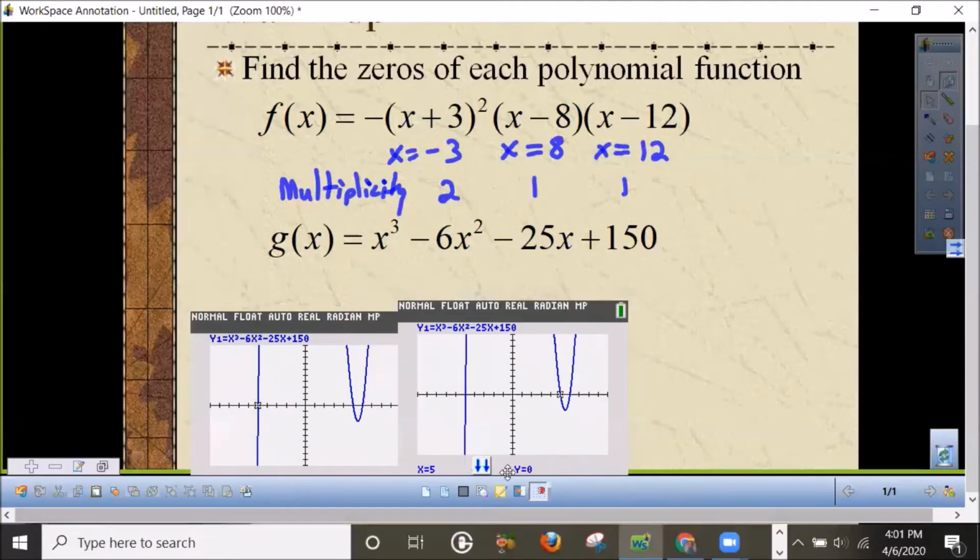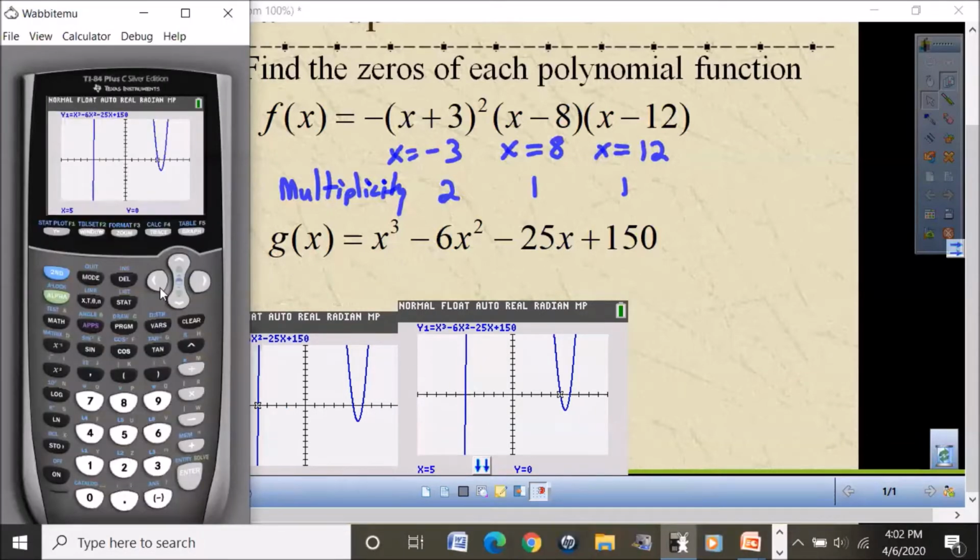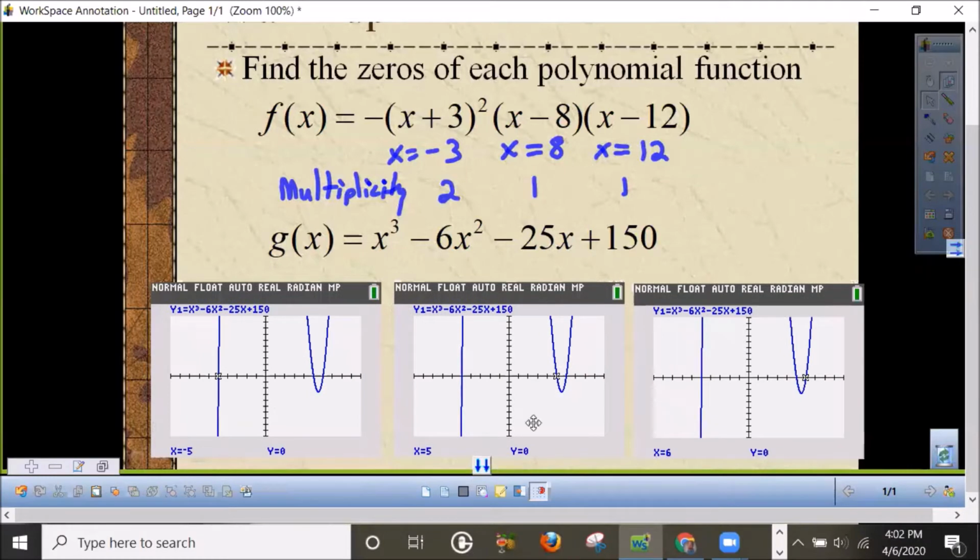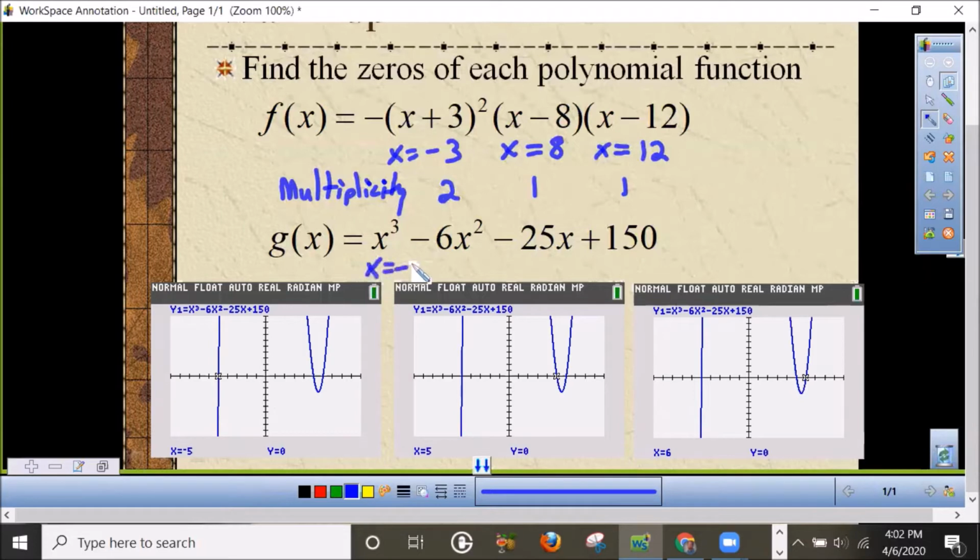And the final one looks like it might possibly be at x equals 6. And let's check that third solution. If we're still tracing and hit x equals 6, yes, the y value there is 0. So this time from the graph, we were able to find the 3 zeros of this polynomial: x equals -5, x equals +5, and x equals +6.